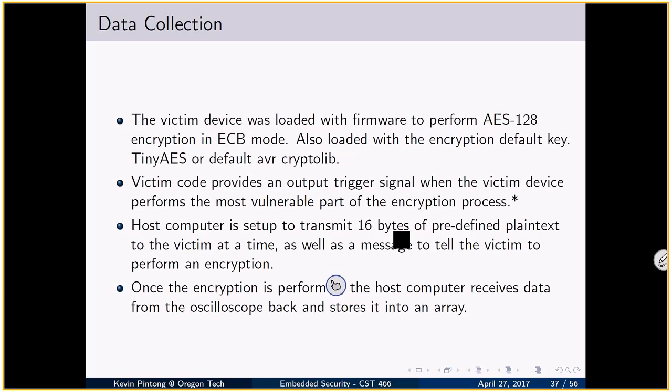The victim code provides an output trigger when the victim device performs the most vulnerable part of the encryption process, which is the substitution step, right? The sub-byte step, the nonlinear sub-byte step, the lookup table. That's the most vulnerable part of this algorithm. And again, remind yourself, remember the algorithm.